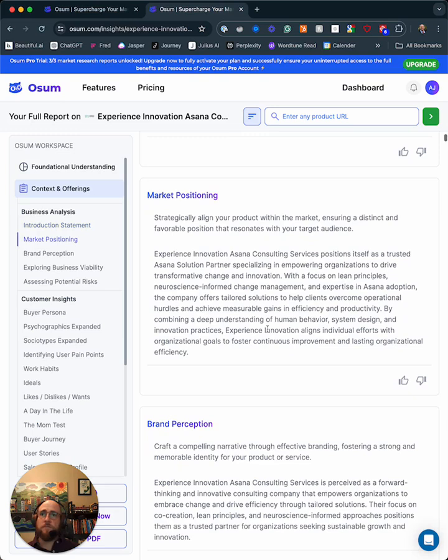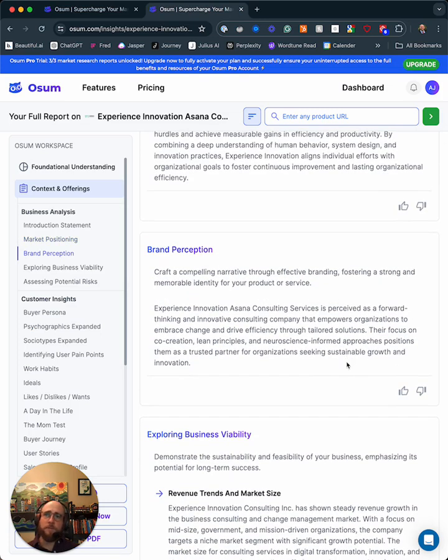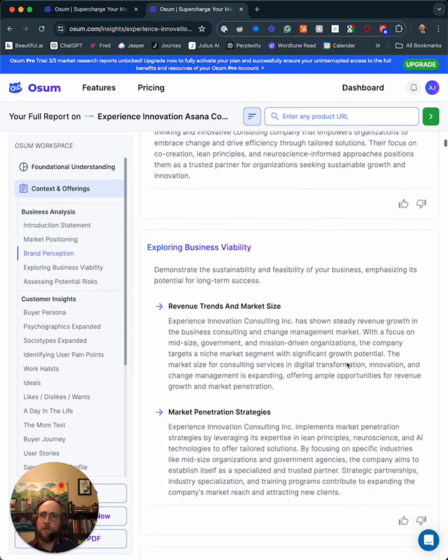In terms of the market positioning, here's the problem: we're starting to get into very generic, you're the expert, position yourself as a trusted associate. People don't want to hear this stuff. They understand it. They've read it a million times. Tell me about the how. Tell me about the why. I think that's really where we need to go with that next level of AI in terms of creating content that's meaningful. Brand perception, exploring business viability.